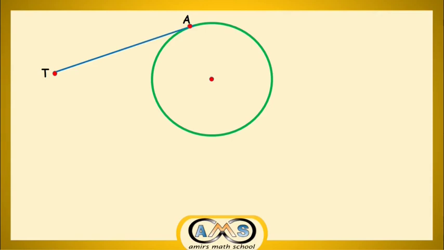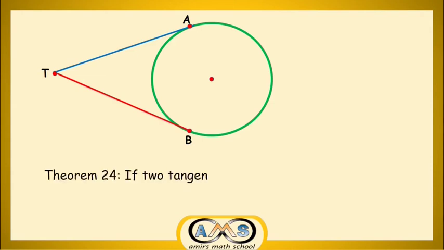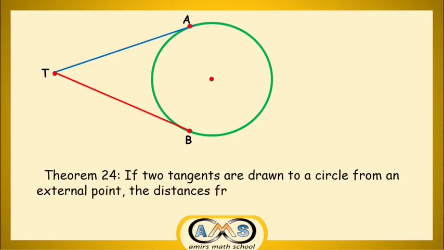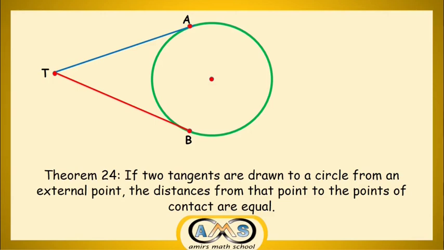and TA is a tangent to the circle, and TB is another tangent to the circle. Theorem number 24. If two tangents are drawn to a circle from an exterior point, the distances from the point to the points of contact are equal. That is, TA equals TB.